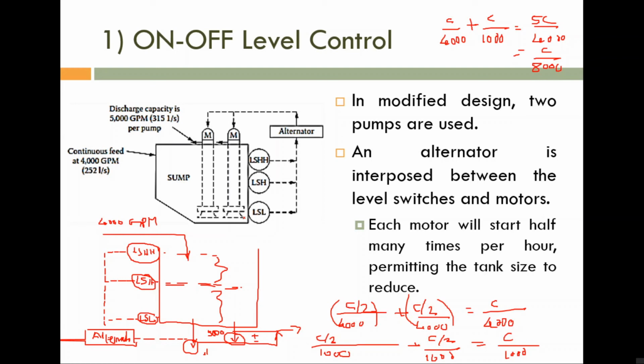But here what is happening? The operating range is splitted. From LSH to LSH, we are using one pump. Then from LSH to LSL, we are using another pump. Means in a particular cycle, both pumps are operated, or both pumps are started. Means the number of starts per hour is not changed. Both pumps have the same number of starts. That one is not reduced. Then what is reduced? The operating time of one pump is reduced.